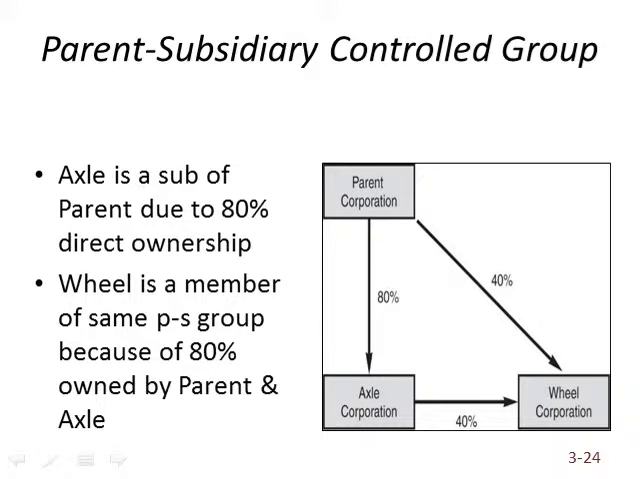And so again, we say that Wheel is a part of the same parent-subsidiary group because parent owns 40% of it and Axle owns 40% of it, and parent owns 80% of Axle. And so indirectly, Wheel is owned by parent corporation through its 80% ownership of Axle and the 40% ownership each of those corporations has of Wheel. So that's a parent-subsidiary control group.